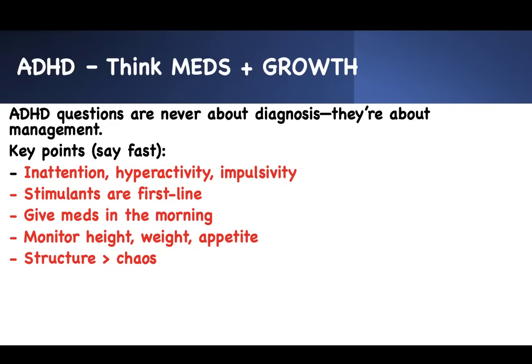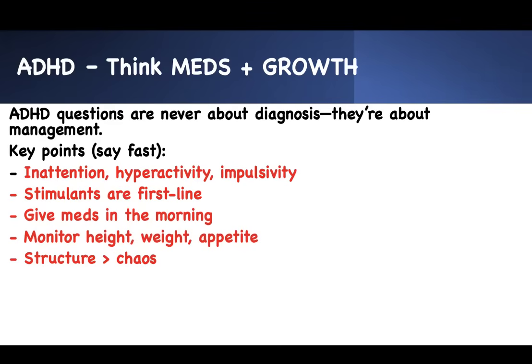So make sure we're checking their appetite. Make sure we're checking their height and weight. A growth chart will be given to you. If you see those symptoms, you have to intervene as soon as possible. Remember, it's a stimulant. Therefore, if their blood pressure goes up, tachycardia, diaphoresis, those are traps. Don't pick them. Always pick height and weight and appetite.